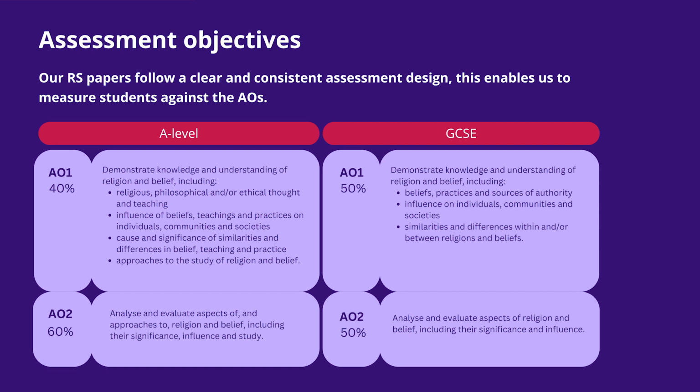Our RS papers follow a clear and consistent assessment design. This enables us to measure students against the AOs that are set by Ofqual for both A-level and GCSE qualifications. In RS, we have two AOs, or assessment objectives. AO1 is split into 3 strands at GCSE. This is 4 at A-level, and it tests knowledge and understanding. AO2 looks at skills of evaluation and analysis.